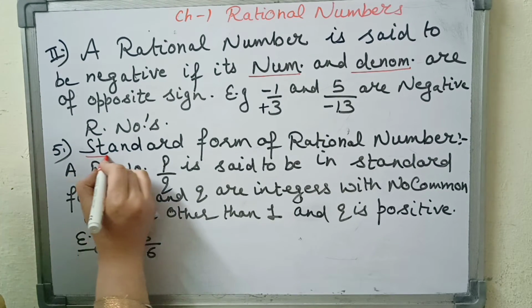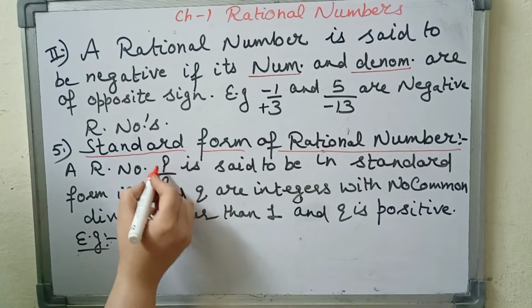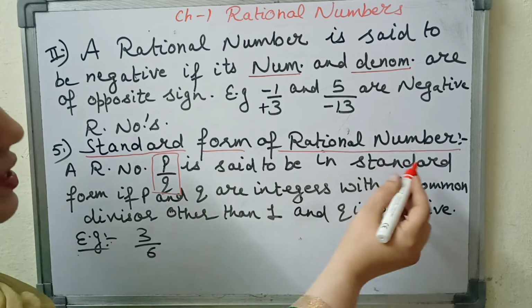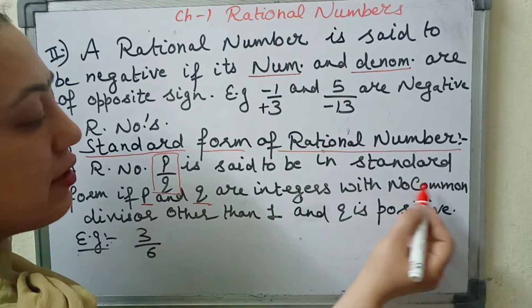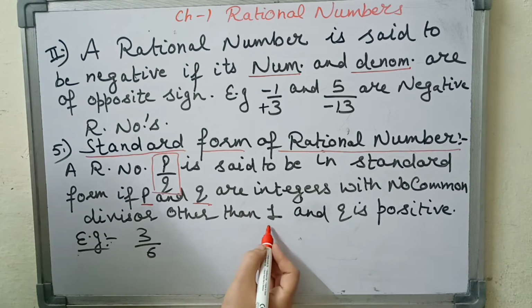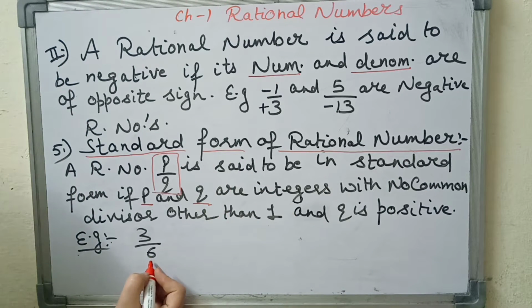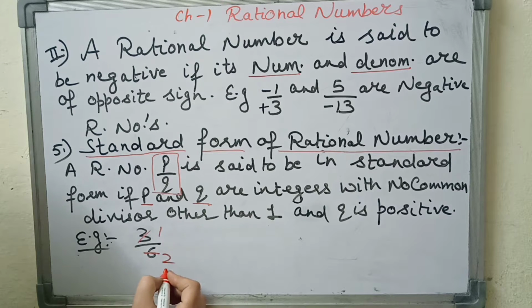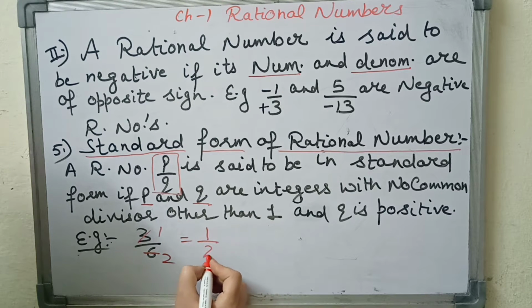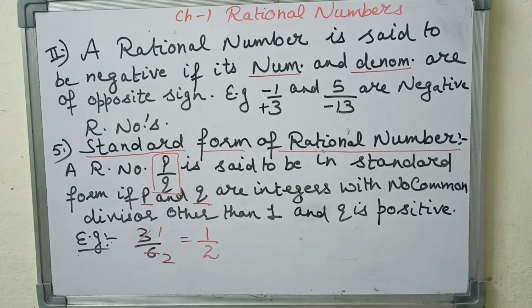Now, the next definition is the standard form of a rational number. A rational number P over Q is said to be in standard form if P as well as Q are integers with no common divisor other than 1, and Q is also positive. For example, 3 over 6. Everybody knows 3 over 6 has a common factor 3, because when I cancel 3 with 6, 3 ones are 3 and 3 twos are 6, so it is converted into the standard form 1 over 2. So this is the standard form of a rational number.